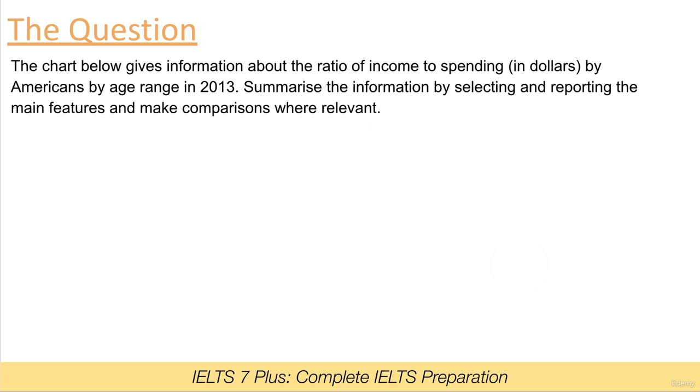The chart below gives information about the ratio of income to spending in dollars by Americans by age range in 2013. Summarize the information by selecting and reporting the main features and make comparisons where relevant. Right, okay, so the same task, like I said, selecting and reporting the main features and making comparisons. Right, so what are we thinking about? We're thinking about ratio of income to spending. Okay, let's have a look.